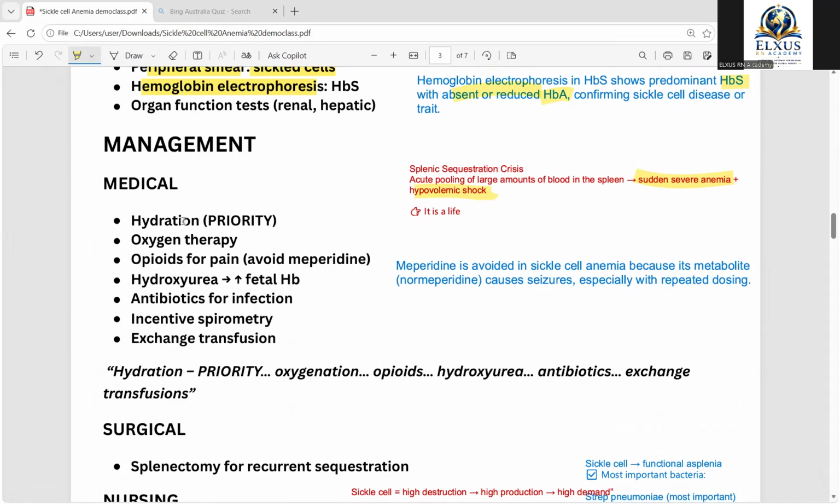Mostly in the management, we know the stickiness or stagnation of the blood has happened. So what can we do? We can administer IV fluid. Why? Because we need to dilute the blood. The sticky or stagnated blood needs to be diluted. How? By administration of IV fluid. Adequate hydration, or administration of IV fluid, is the primary management for sickle cell anemia.